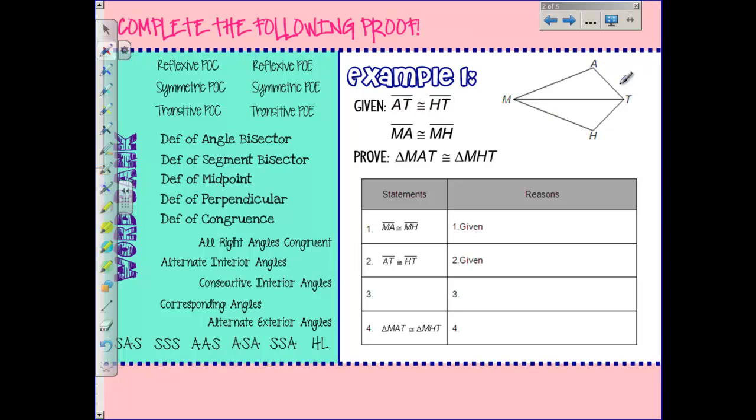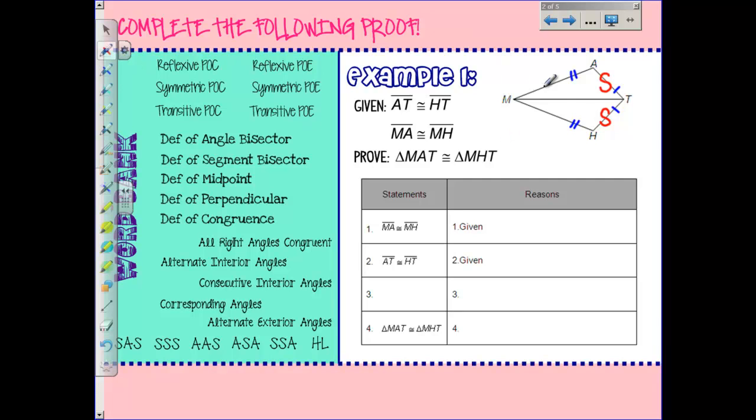And I want to mark that on my picture. Side AT is congruent to side HT, both with the tick marks and with the letters. Then what comes next? It says that MA, so I'm going to go ahead and do my tick marks first this time. MA is congruent to MH.